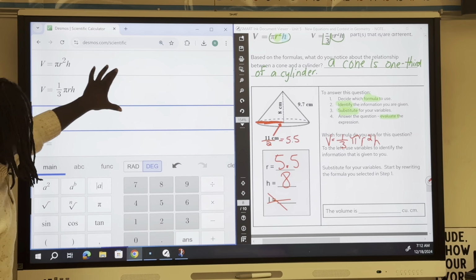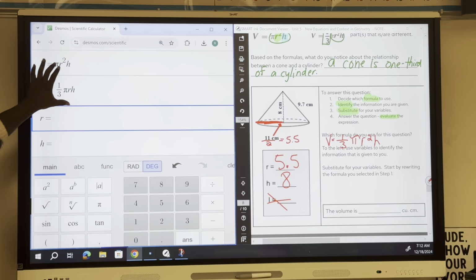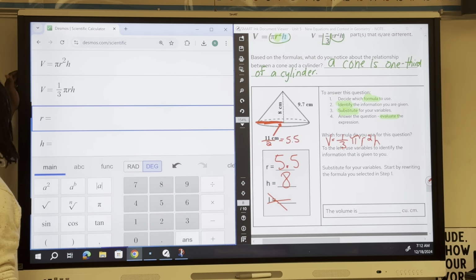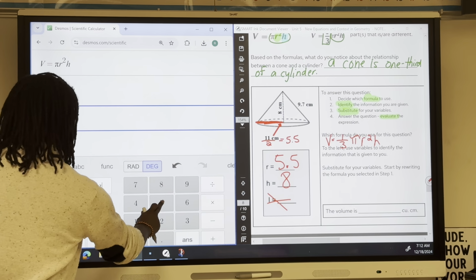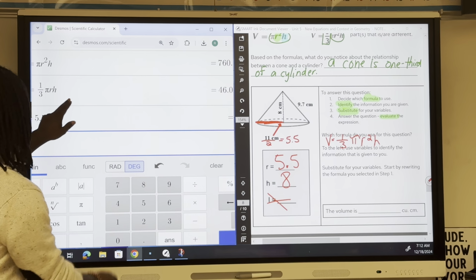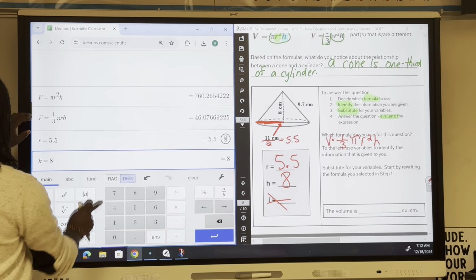Now, I want you to notice, normally you would not have both of the formulas here. I just have them both typed in. That way I don't have to type them in and I can get through the video quicker. All right, so radius is 5.5, the height is 8, and when I do that, I've got to make sure I look at the right formula.